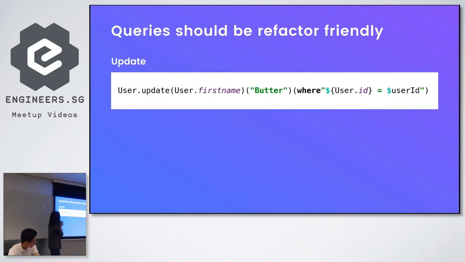Also, when we want to update a record, we just need to use the table object and call the update function, and then pass the columns that we want to update and the values that we want to update to, and then the where clause, which determines which rows we want to update.